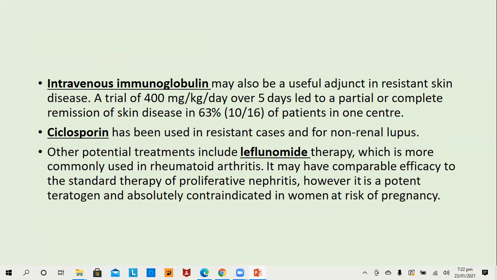Other therapies for patients of SLE include intravenous immunoglobulin, which is a usual adjuvant in resistant skin disease. Cyclosporin has been used in resistant cases and for non-renal lupus because it has a renal side effect, so it cannot be given in patients having renal lupus. Other potential treatments include leflunomide therapy, which is more commonly used in rheumatoid arthritis and has a comparable efficacy to standard therapy of proliferative nephritis. However, it is potently teratogenic and absolutely contraindicated in women who are at risk of pregnancy.